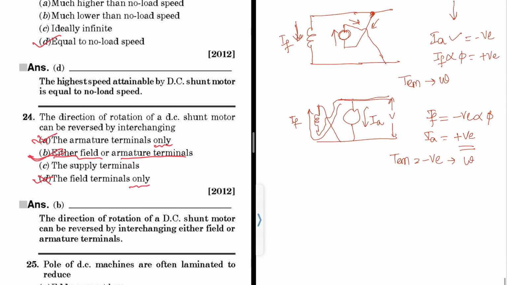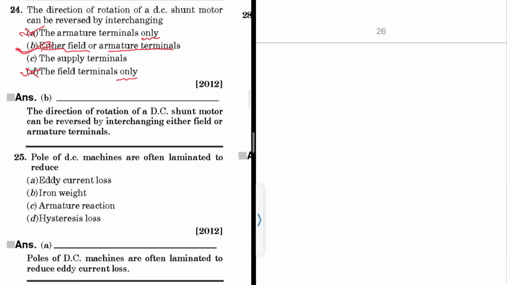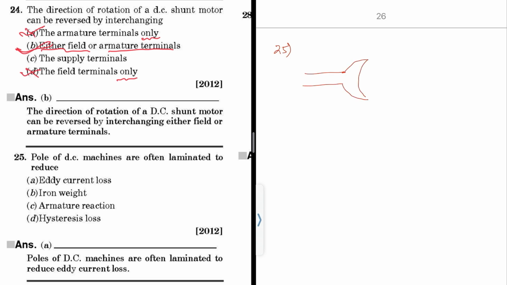Okay, so coming to the 25th question. The poles of the DC machines are laminated to reduce what? Okay. So this is a pole, right? In general, we will give supply to here. This is DC supply, so the flux will be constant in nature. If the flux is constant, the eddy EMF will be zero.